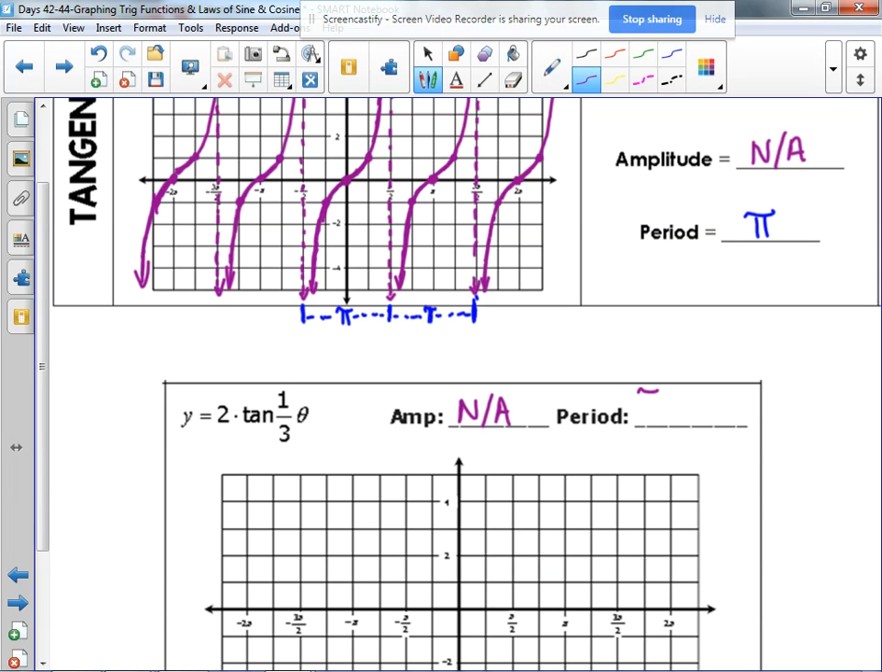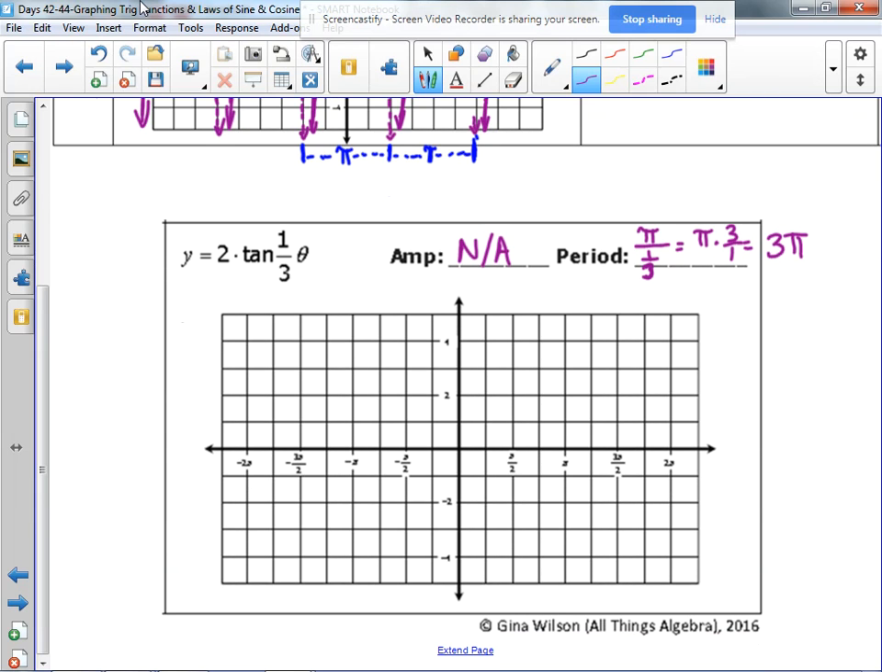Period, it's going to be the standard, but the standard this time is pi divided by that coefficient with the variable. So pi divided by 1/3 is pi times 3 over 1. So the period here is 3 pi. So we're stretching it out. Again, remember it's the opposite. So 1/3 is actually going to make it wider there.